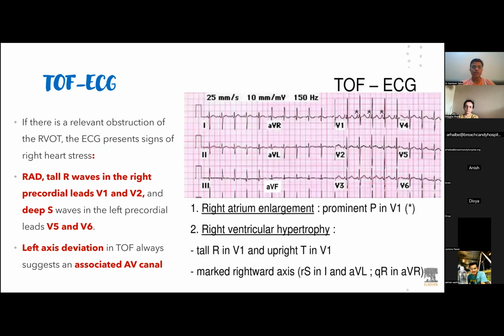Coming to the ECG of tetralogy of Fallot, there will be a right axis deviation because there is RVH. The R waves in the right precordium, V1 and V2, will be tall, and there will be a deep S wave in V5 and V6. If there is a left axis deviation in the tetralogy ECG, one should suspect AV canal associated with tetralogy. That is one of the very important ECG findings to diagnose TOF with AV canal.